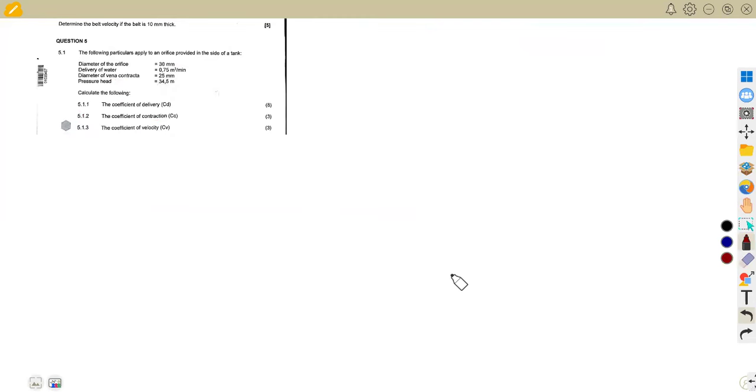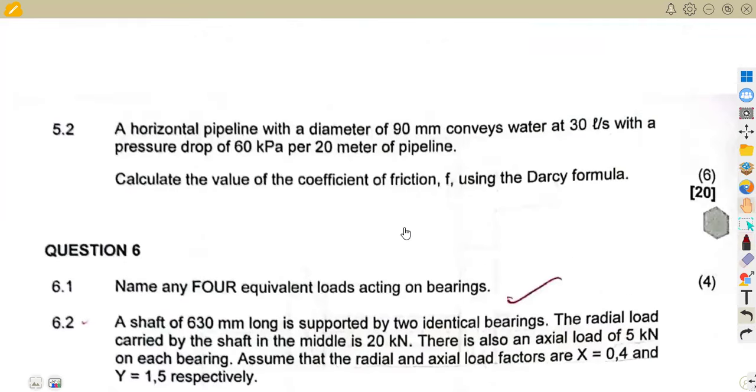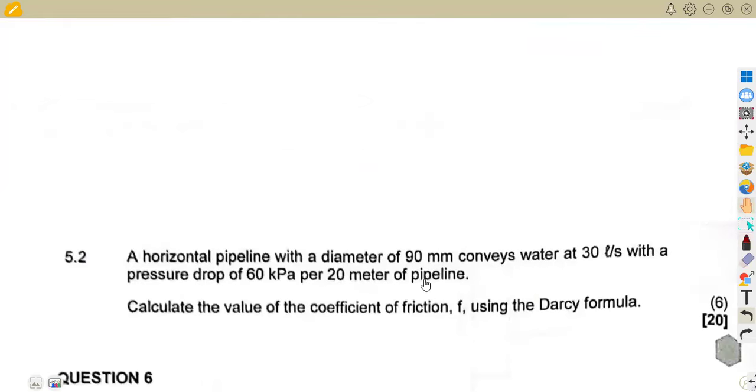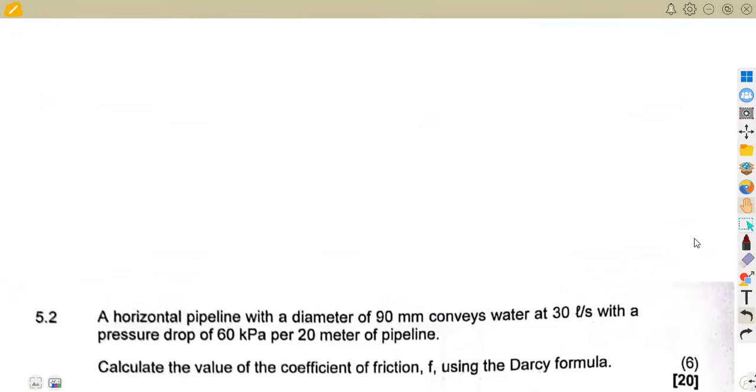All right, let us check the other part. Why is it indicating this one now? The horizontal pipe. There we are given 5.2: a horizontal pipe with a diameter conveys water. Calculate the coefficient using what? The Darcy formula. This one is just a direct and straightforward question.